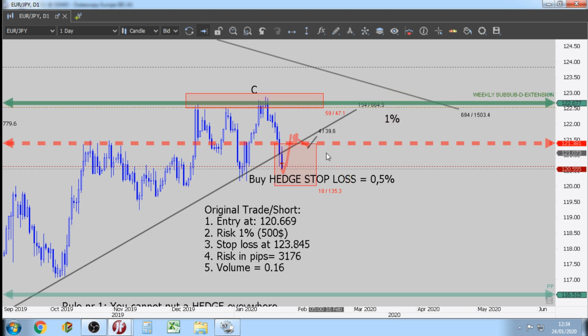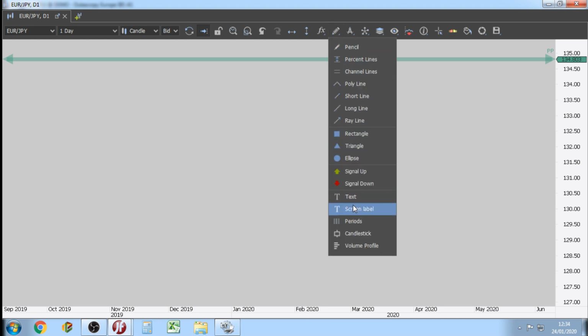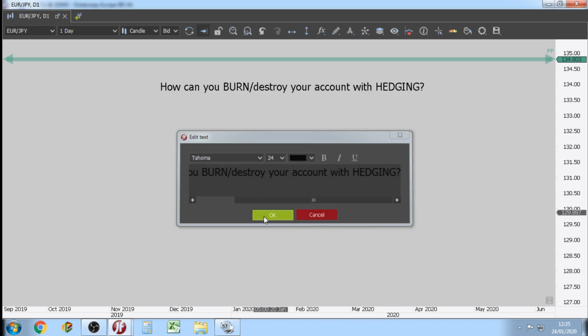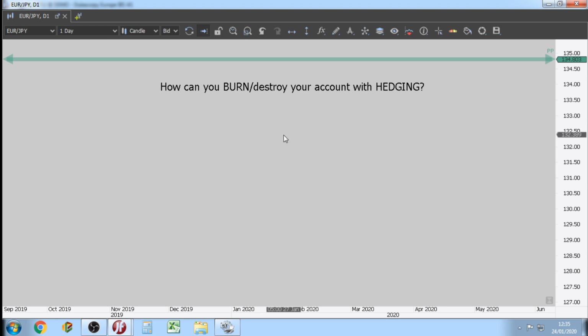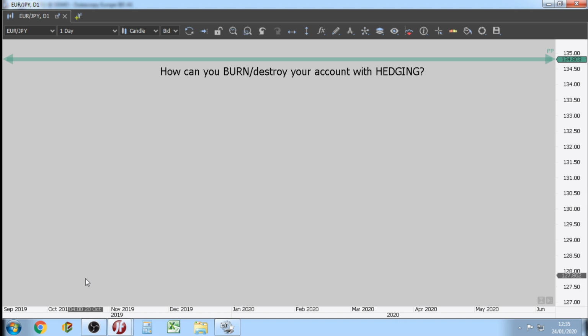Okay, so one last time before we go, one last time, okay, how can you burn or destroy your account with hedging? Just as an example, we are in a downtrend, in a downtrend.